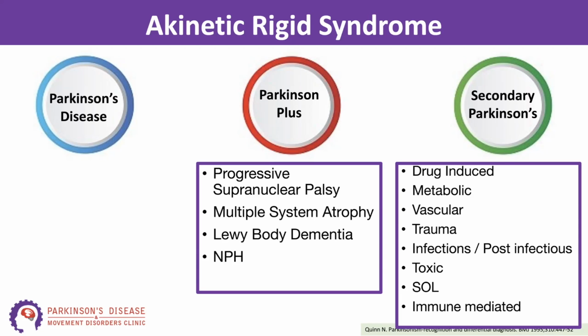There may be a set of patients who don't have classical degenerative disorders which fit into Parkinson's disease or Parkinson plus syndromes, and are caused by various secondary causes. These are termed drug-induced Parkinson's disease, metabolic, or secondary Parkinsonism, including vascular Parkinsonism, trauma, infections or post-infectious cases, toxic, space-occupying lesions, and immune-mediated lesions, just to name a few. So this is where our classical understanding of Parkinson's disease, Parkinson plus, and secondary Parkinsonism or akinetic rigid syndrome comes into the picture.